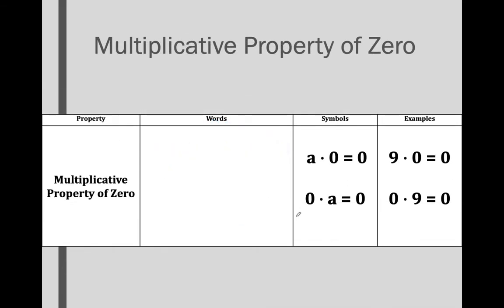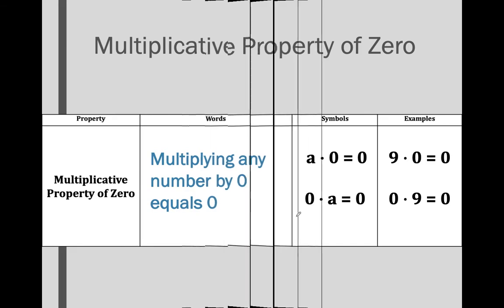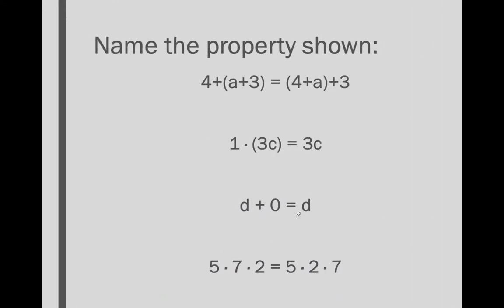And our last property is the multiplicative property of 0, and that just says that any number multiplied by 0 equals 0, which again, something you already know. Okay, what I'd like to do here is to give you a few minutes to try to answer each of these questions. So which of those properties we just discussed is shown here?